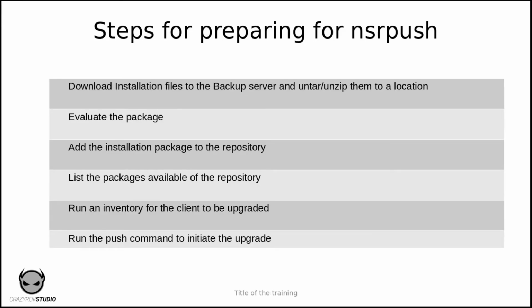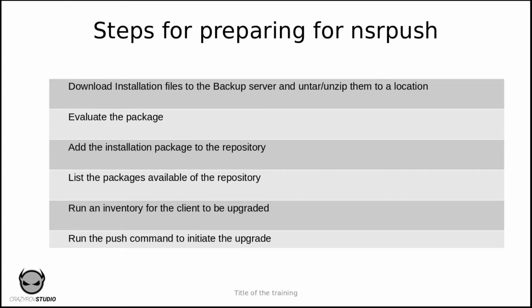Moving forward, let's look at what steps need to be followed to prepare yourself for nsrpush. First and foremost is obviously to download the source packages required for the upgrade. So you would get these source packages from support.emc.com. Download it to your NetWorker server, unzip or untar depending on the Windows or Unix binaries, and keep them in a location which has ample space. Try not to keep it in the same location as your /nsr mount point so that you accidentally do not fill up the partition and get your application pulled down.